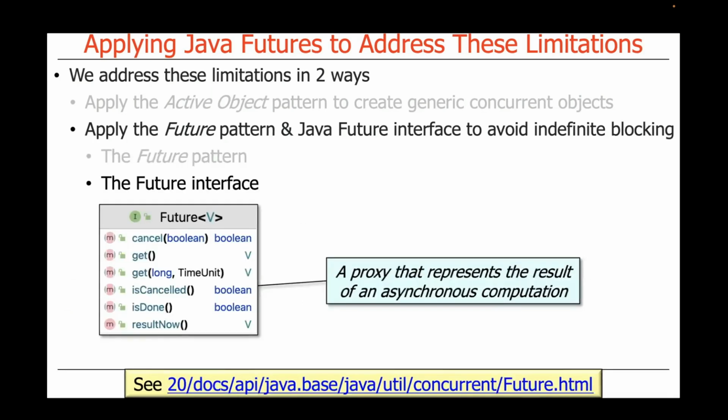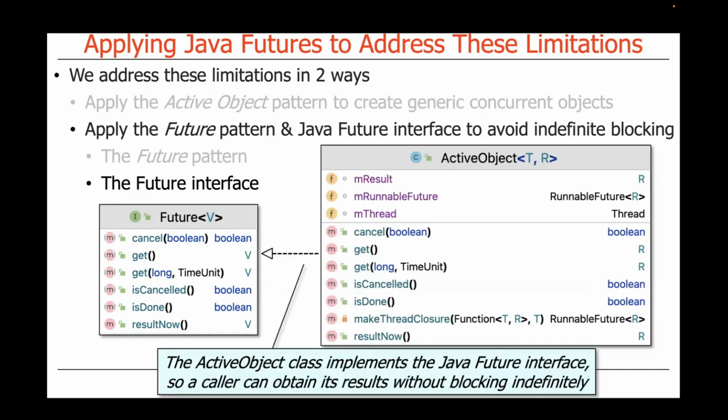There's also an interface in Java that's been around for almost 20 years at this point, called the future interface. As we'll see, a future is a proxy that represents the result of an asynchronous computation. It's got some methods that we'll talk through that make it possible to either wait for the results to complete, or to give up and cancel the computation before it's complete, and so on. The active object class that we're going to look at implements the Java future interface. That means that a caller or a client can obtain the results from the active object without blocking indefinitely.